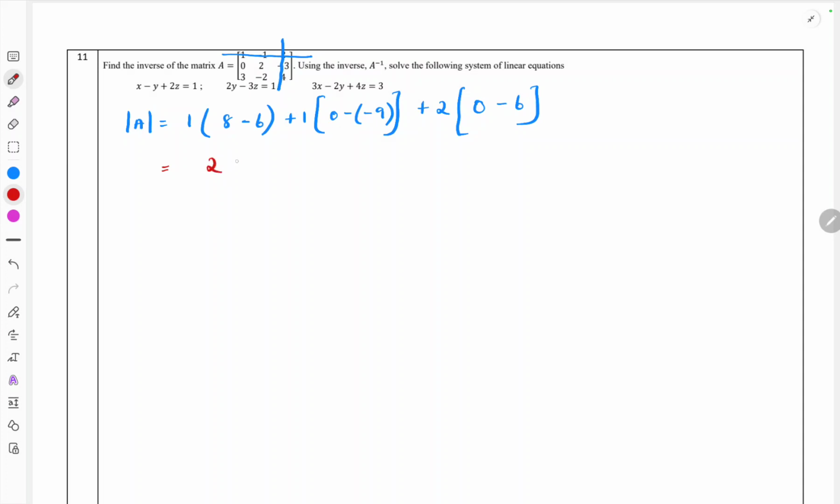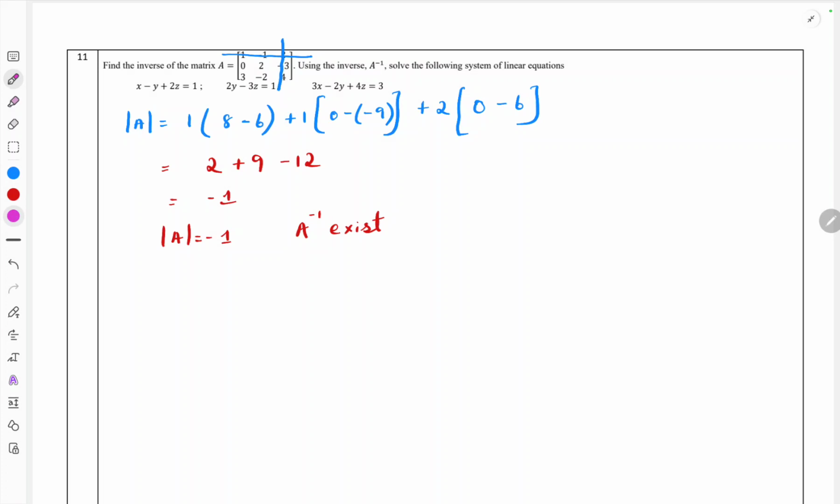Minus of minus 9 is plus 9, 1 into 9 is 9. So 0 minus 6 is minus 6, 2 into minus 6 is minus 12. So now from here 9 plus 2 is 11. So 11 minus 12 is minus 1. So determinant of A is equal to minus 1, which means A inverse exists.